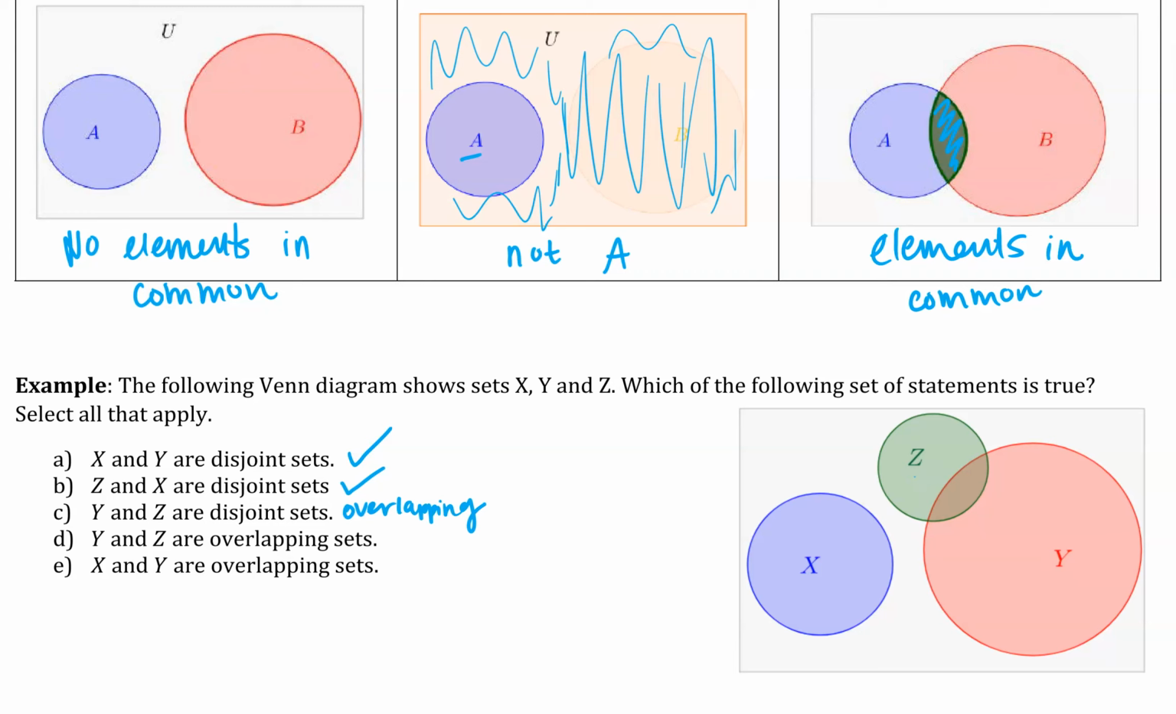Oh, and actually the next one says Y and Z are overlapping, and we just determined that Y and Z are overlapping because of that piece right there. So we'll say yes, that's true. Now are X and Y overlapping? Well, they can't be overlapping because we already said that they were disjoint. So no, because they are disjoint. Okay, so the ones that I'm going to select are A, B, and D.